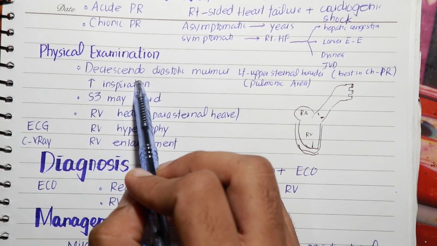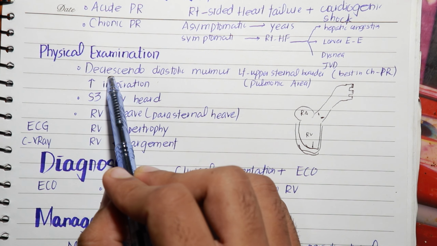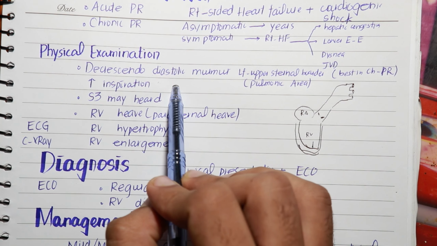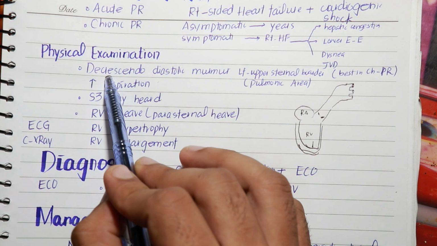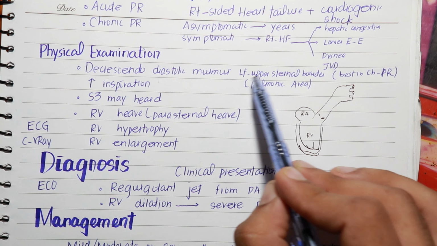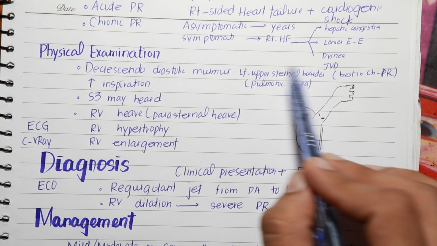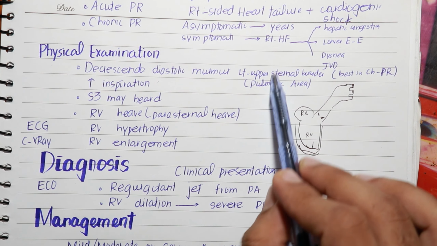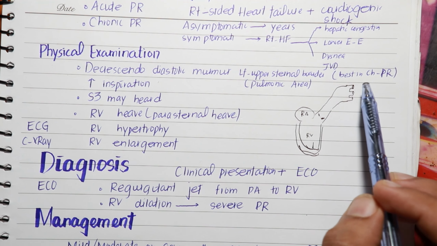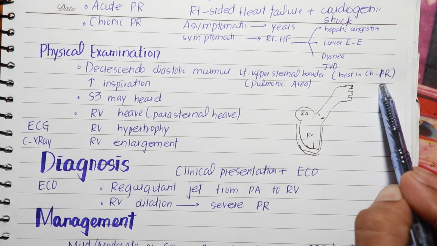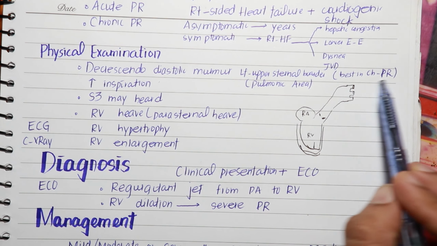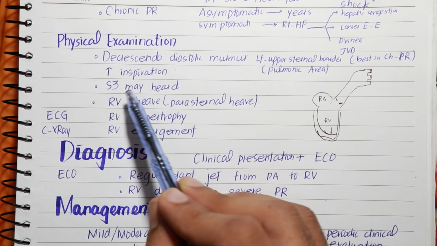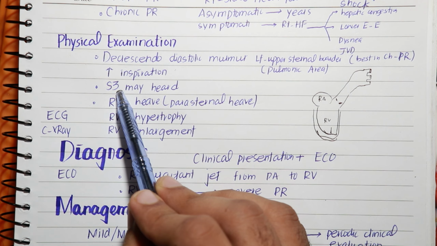When you do auscultation, you will find a decrescendo diastolic murmur. A murmur is a harsh sound. It happens in diastole, not systole, and its characteristic is decrescendo. You will find it at the left upper sternal border. Upper side of the sternum, on the left side, you will find this sound; this is also called the pulmonic area. It is best heard in chronic pulmonic regurgitation, not in acute. So it is best heard in chronic pulmonic regurgitation. You will also find S3. S3 can also be heard.